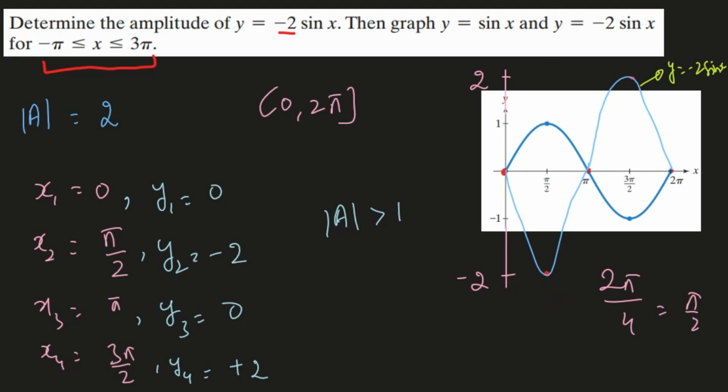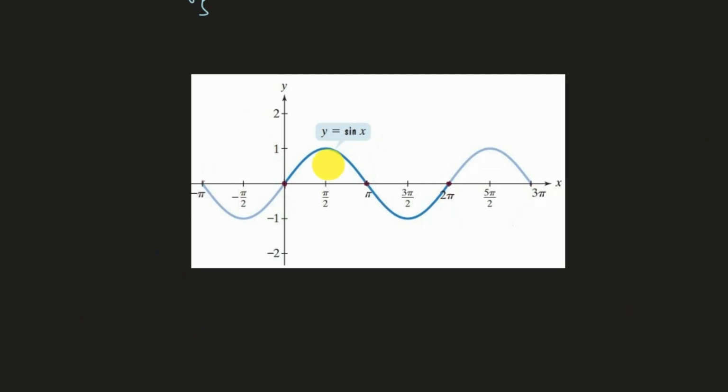So we have sketched the curve for the interval 0 to 2 pi, but we have to sketch for minus pi to 3 pi. So we have to repeat the curve in the left side and also in the right side. So this is the curve for y equals sine x between the interval minus pi to 3 pi. Now let us sketch the curve for y equals minus 2 sine x between the same interval.